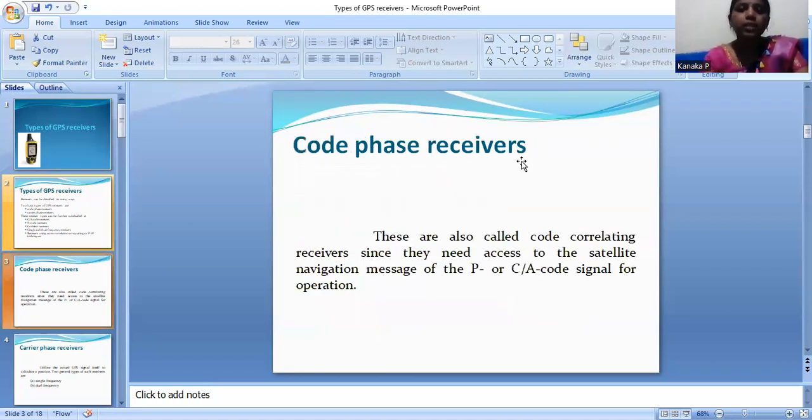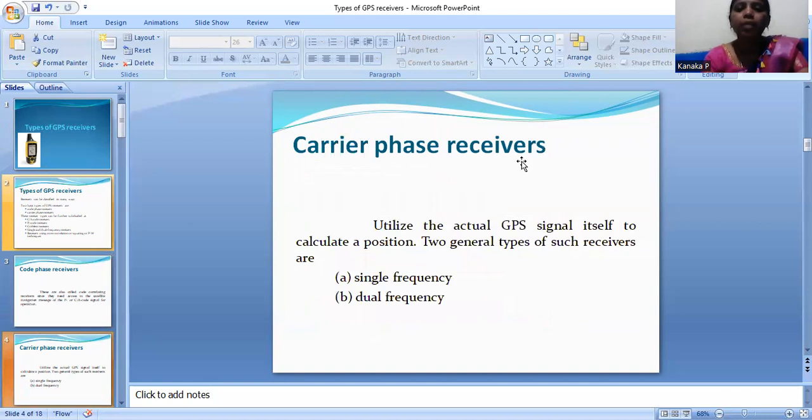Code-based receivers are also called code correlating receivers, since they need access to the satellite navigation message and the PRN code signal for operations. Next one is carrier-based receivers. A carrier-based receiver is used for calculating position.